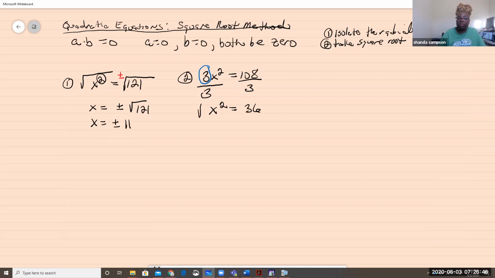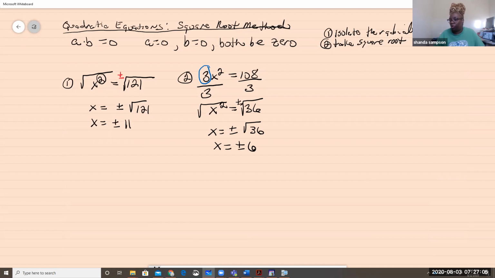Then you take the square root of both sides. Don't forget your plus or minus. So x is equal to plus or minus the square root of 36, or x is equal to plus or minus 6. Those are pretty straightforward, pretty easy.